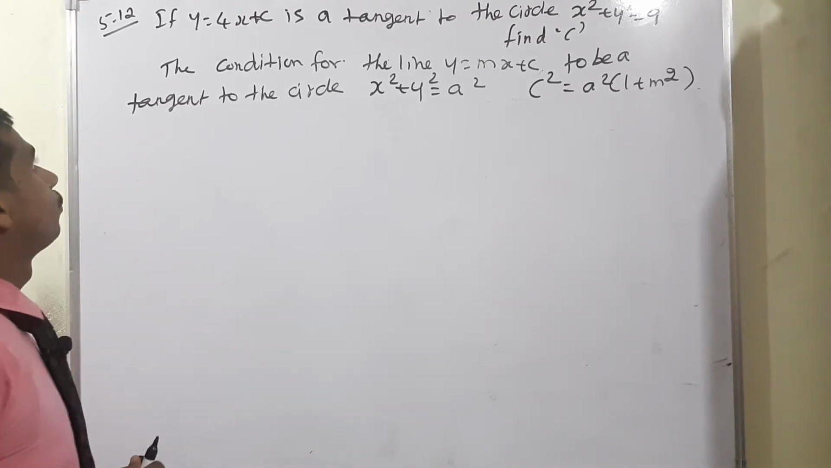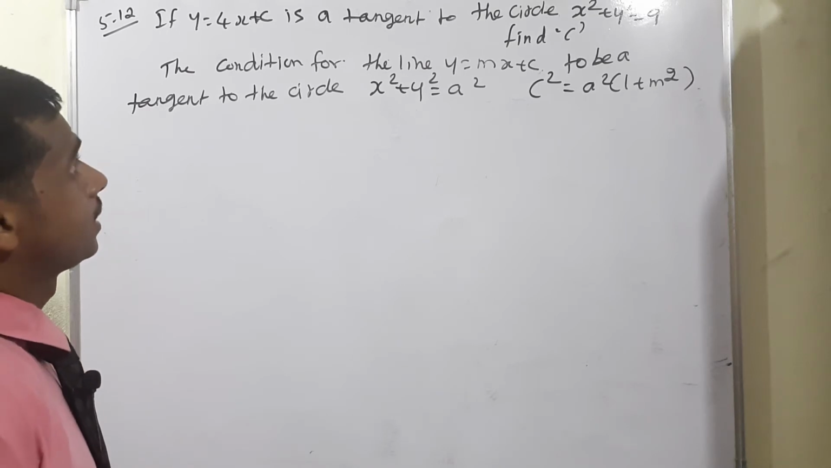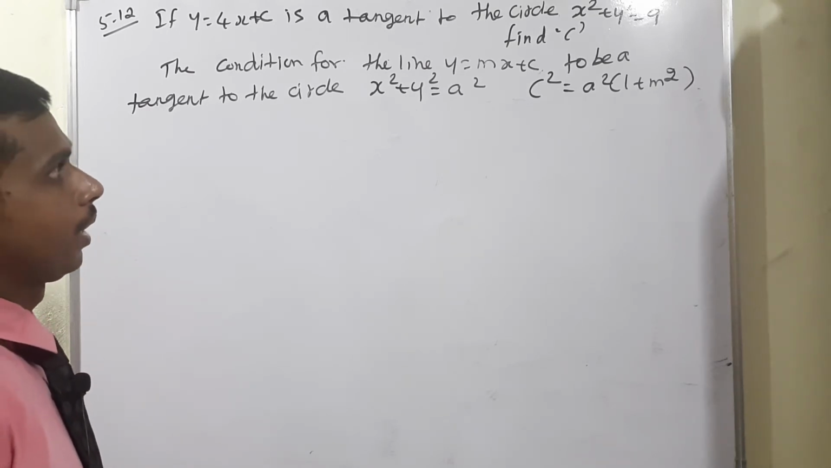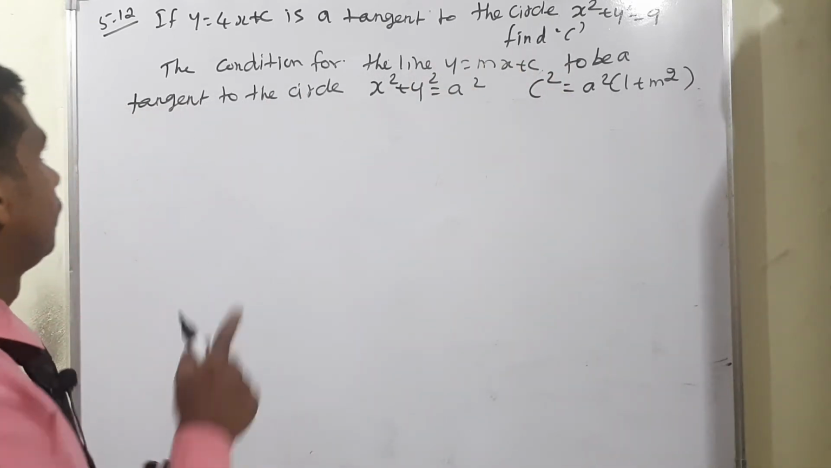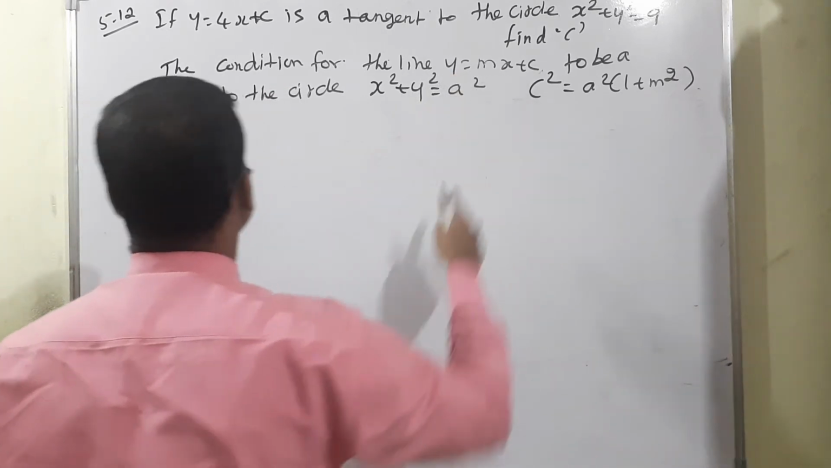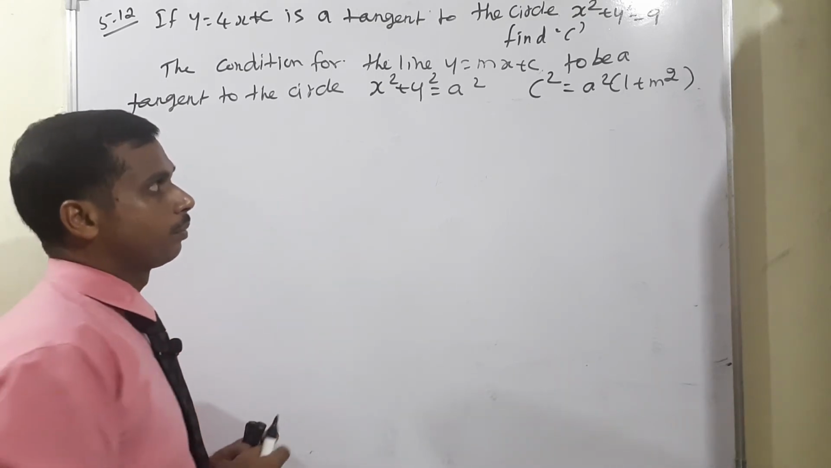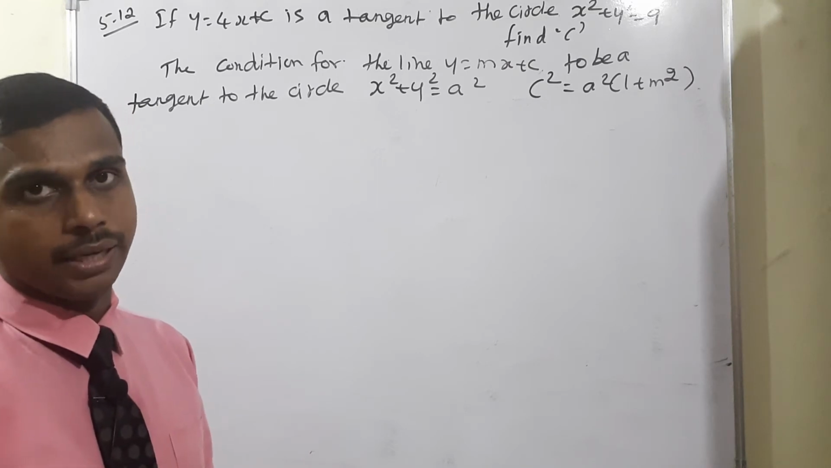Moving to example 5.12. If y is equal to 4x plus c is a tangent to the circle x square plus y square is equal to 9, we have to find out c. Already we know theorem 5.8 derived the condition for the line y is equal to mx plus c to be a tangent to the circle x square plus y square is equal to a square. What is the meaning? c square is equal to a square of 1 plus m square.